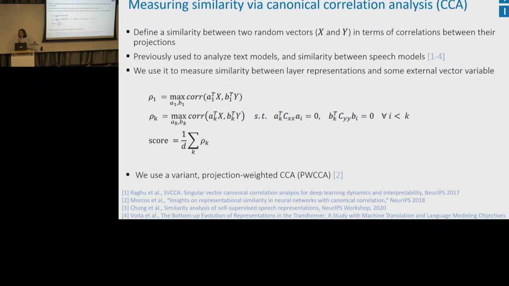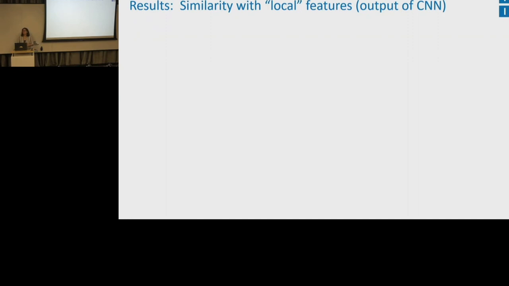Okay. All right, so let's just look at a sampling of the results. I'm just going to show you two sets of results just to give you a flavor of the sorts of things we're seeing. The first is the similarity between the representation at a given layer and the representation at the output of the convolutional layers. So the convolutional layers are computing some sort of local feature vectors, and then those are passed through a bunch of transformer layers that are hopefully learning something more contextual, more distributed.